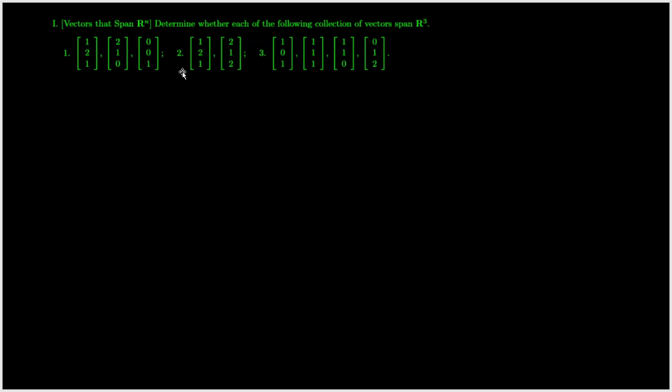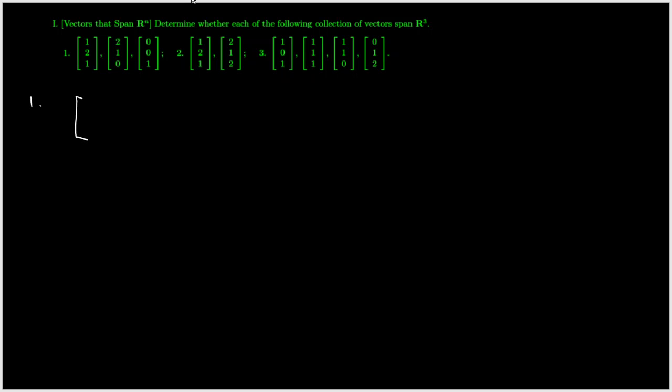Now let's concentrate on question 1 first. In question 1, you are given 3 vectors in R3. We are required to determine if the 3 vectors span R3 or not. Using the definition, we need to determine if every vector in R3 is a linear combination of the given 3 vectors or not. We use the shortcut method.